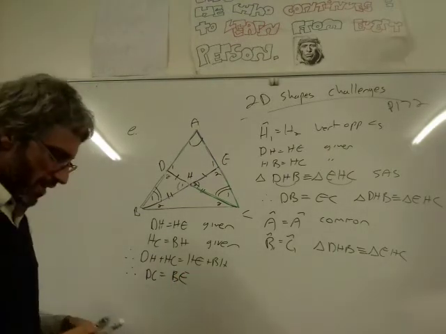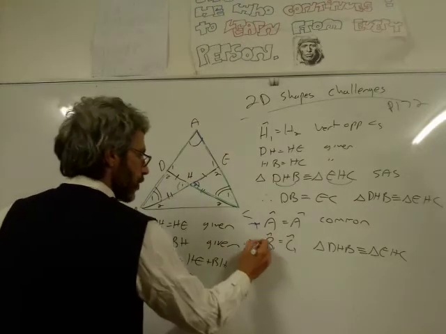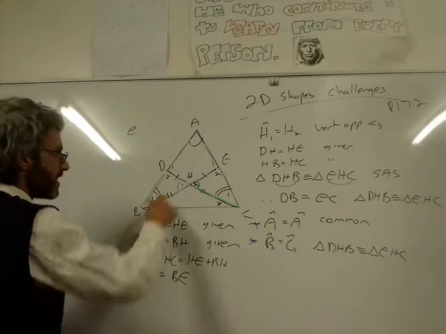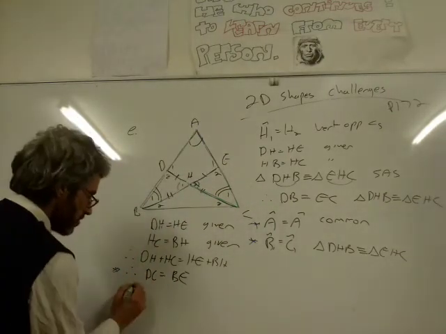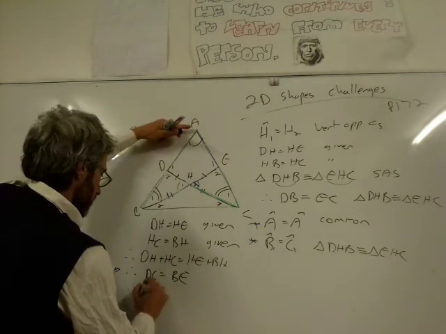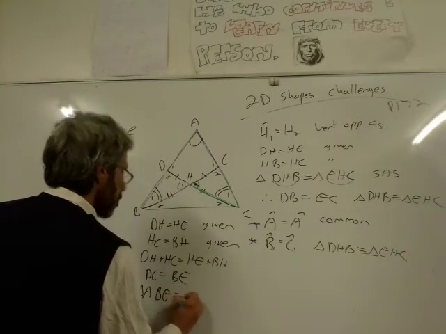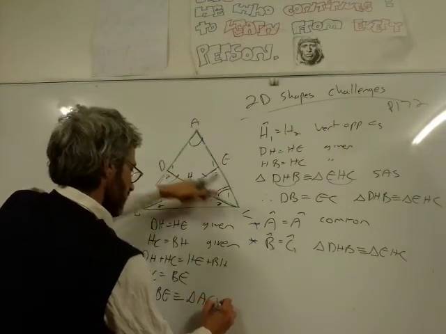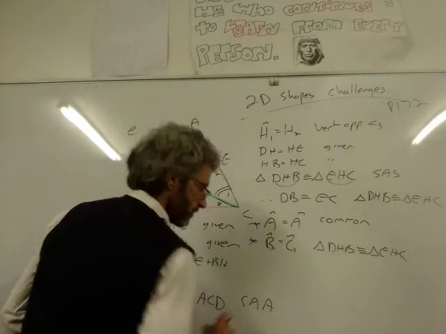So now I've got three things. Look at this, I'll highlight for you. I've got an angle that is equal, I've got another angle that is equal, B1 and C1, and I've got a side that is equal, DC and BE. Therefore, I can say, I'll be careful here, triangle ABE is congruent to triangle ACD, and the reason is SAA.